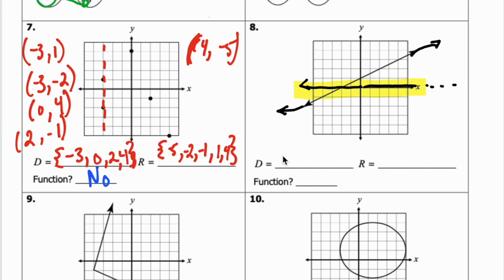So what does that mean? Our domain is going to be every single positive number and every single negative number, which means that it is all real numbers.